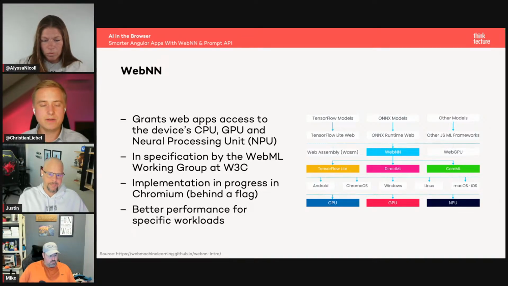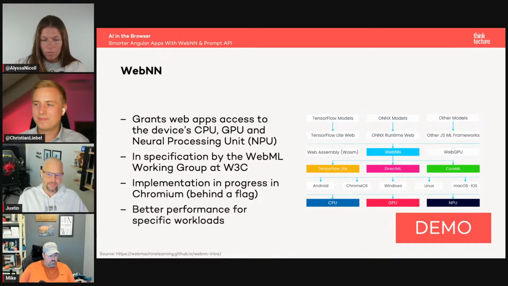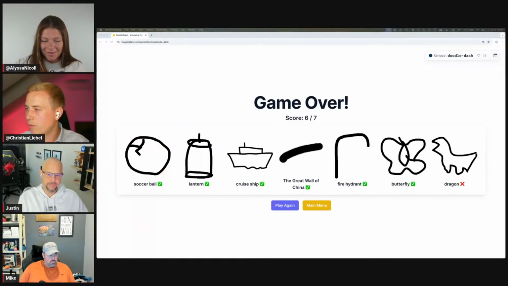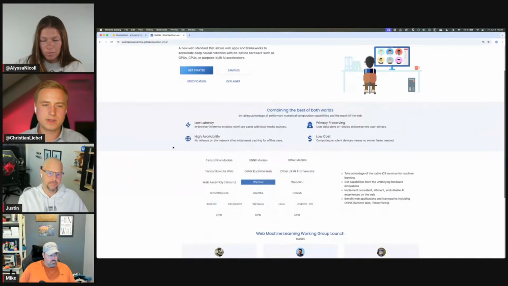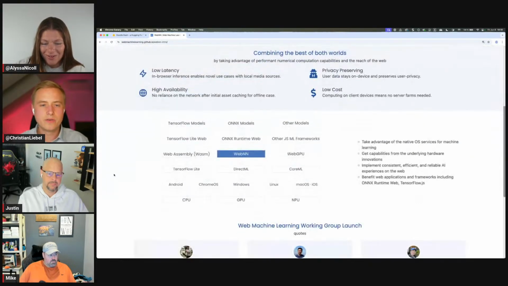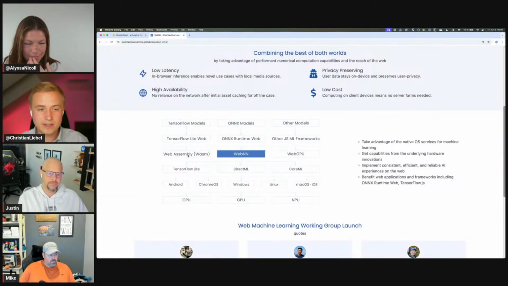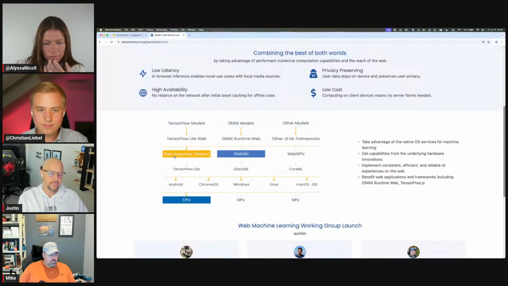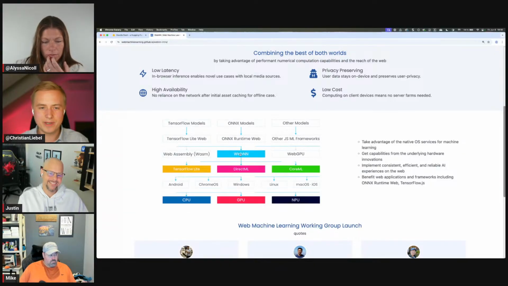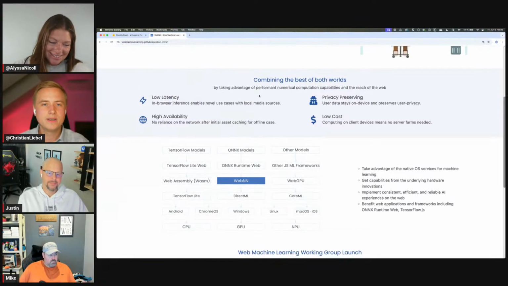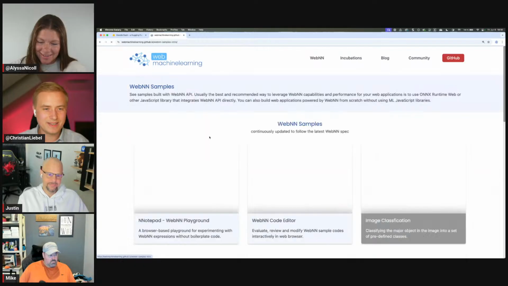And let's also have a look at that. So that is, again, a way of very efficiently running AI models. And we will just directly go to the WebNN website, because they also have this nice chart here, which I really like. Cool thing is, WebAssembly can only target the CPU. WebGPU can only target the GPU. And with WebNN, you can talk to the CPU, the GPU, and that's new, the NPU. Yes. And they also have some nice samples.